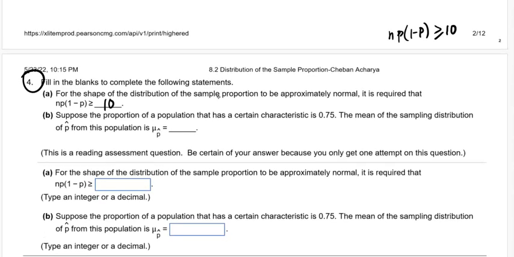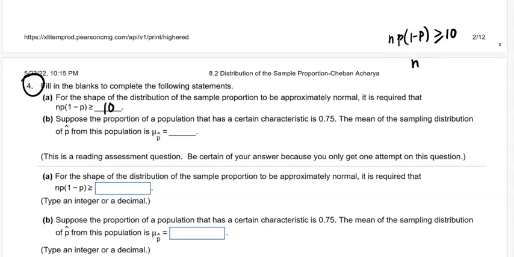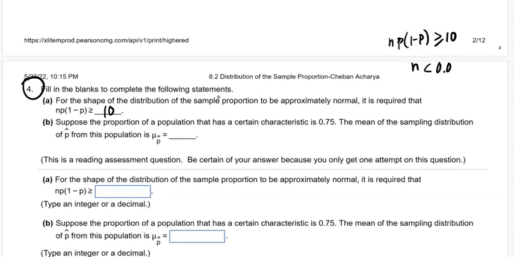The other criterion is that n is less than 0.05 of N, where uppercase N is the population size. But this question asks you for only one criterion. For the shape of the distribution of sample proportion to be approximately normal, we require np(1 minus p) greater than or equal to 10.